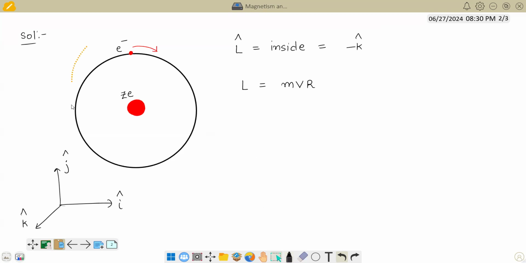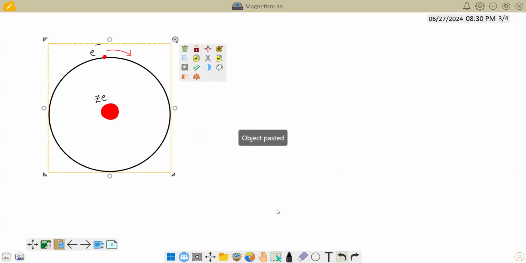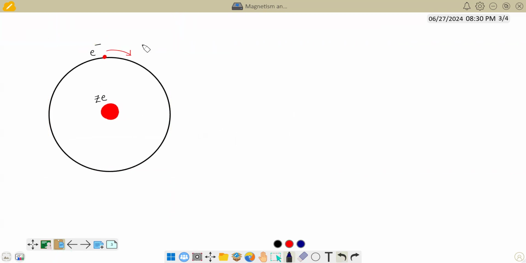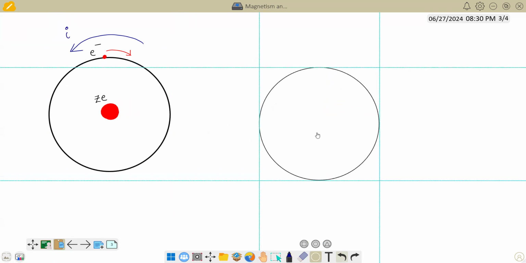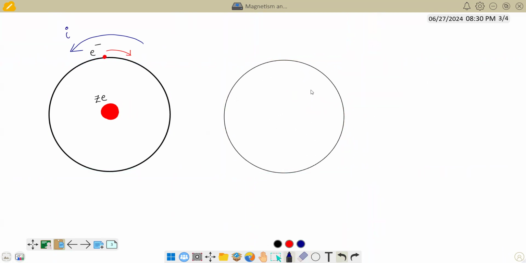Now, if the electron is moving in clockwise direction, we can assume the current is flowing in anti-clockwise direction. So I can redraw this diagram as a ring where the current is flowing in counterclockwise direction. If current is flowing in counterclockwise direction, what's the direction of the magnetic moment that we need to find? Since it is anti-clockwise, it would be outside, or in this case, the k cap direction.